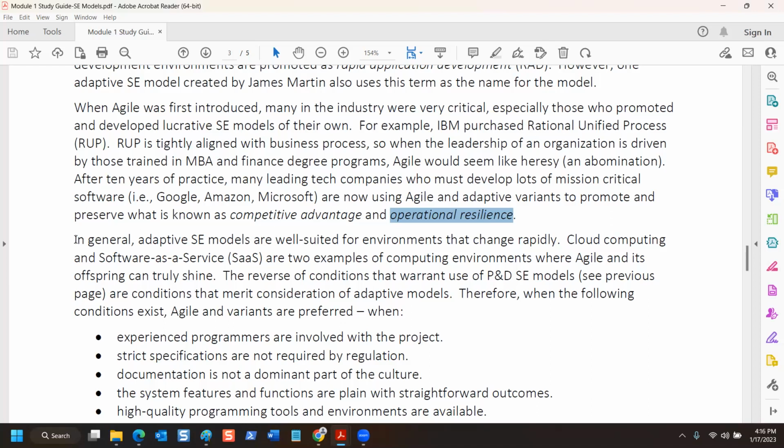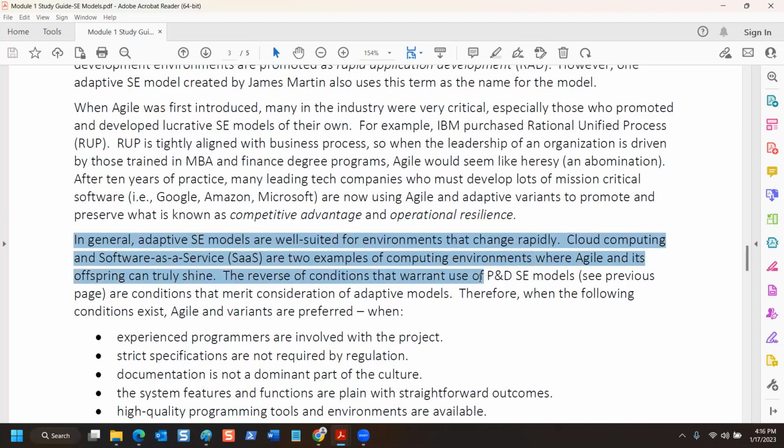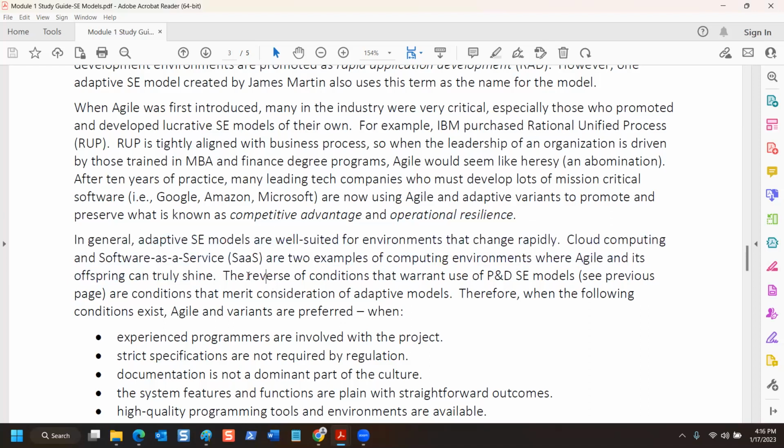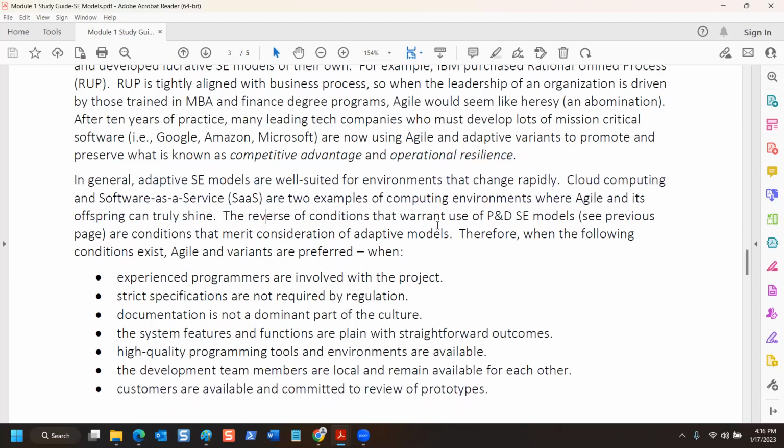I mean, you can develop in the cloud too, right? In general, adaptive SE models are well suited for environments that change rapidly. Cloud computing and software as a service are two examples of computing environments where Agile and its offspring can truly shine. The reverse of conditions that warrant use of a planning and documentation software engineering model are conditions that merit consideration for the use of adaptive models.